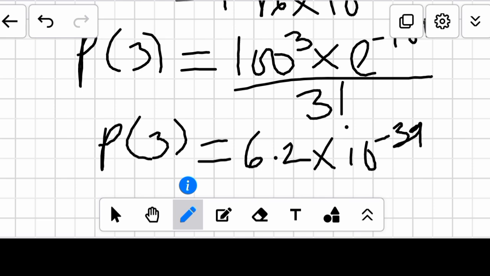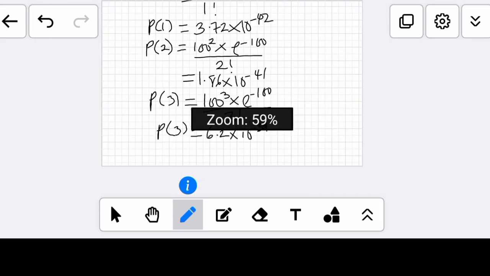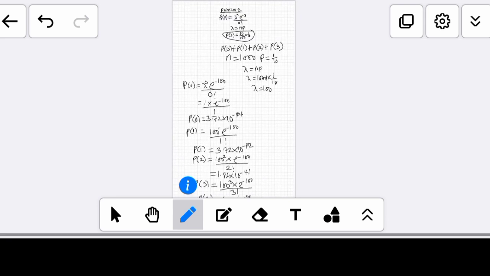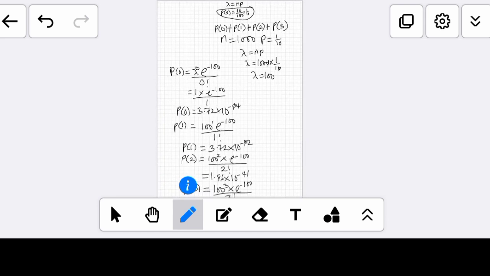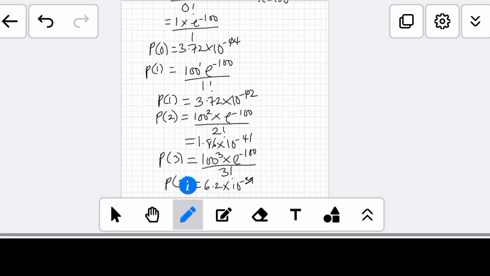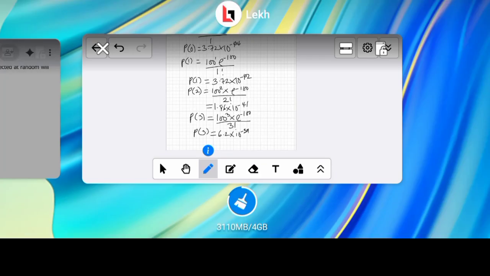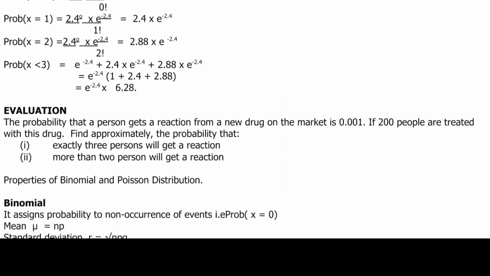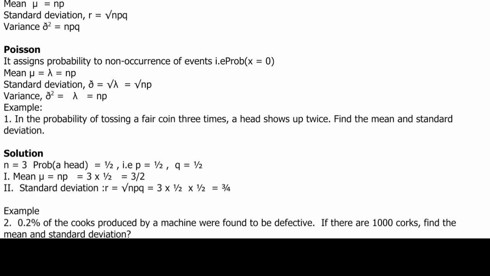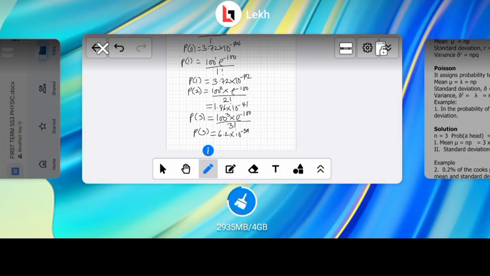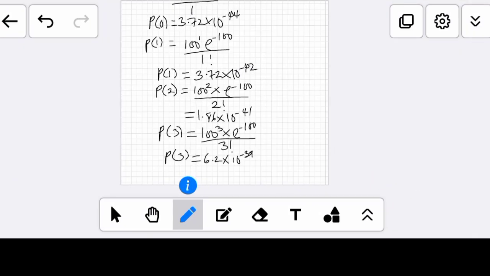So the sum of these probabilities gives you the probability that it is fewer than 4. If you have to continue with that, you just have to add the probabilities in standard form and you get your result. So this is a typical question, an application of Poisson distribution. That's the typical example on Poisson distribution.